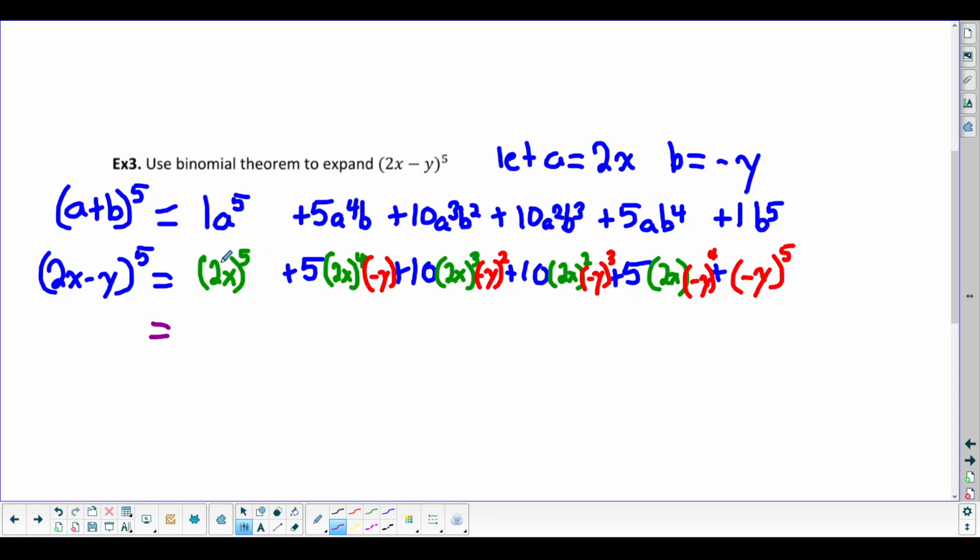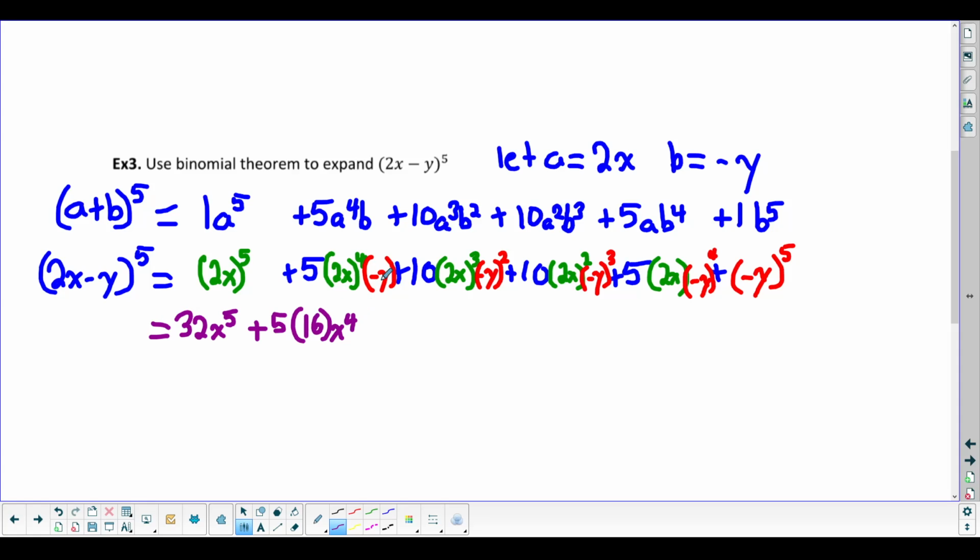So when we have two terms or two things in our exponent, they both are going to get the exponent applied to them. So 2 to the power of 5, x to the power of 5. So 2 to the power of 5 is 32. Double check my notes. Yep. 32 and x to the power of 5. Okay. Plus 5 times 2 to the power of 4. That's 16. So 16 x to the power of 4.